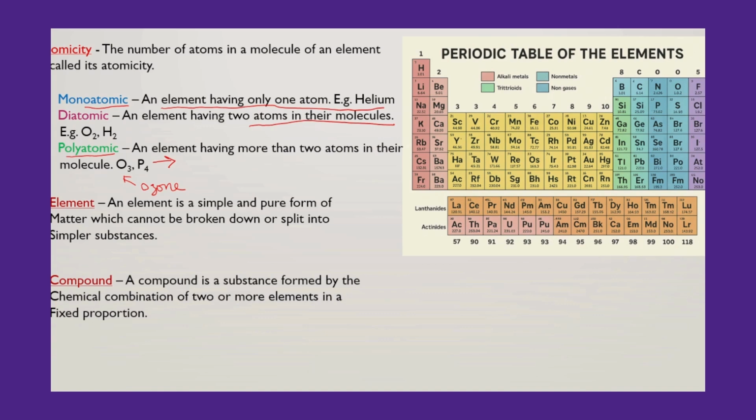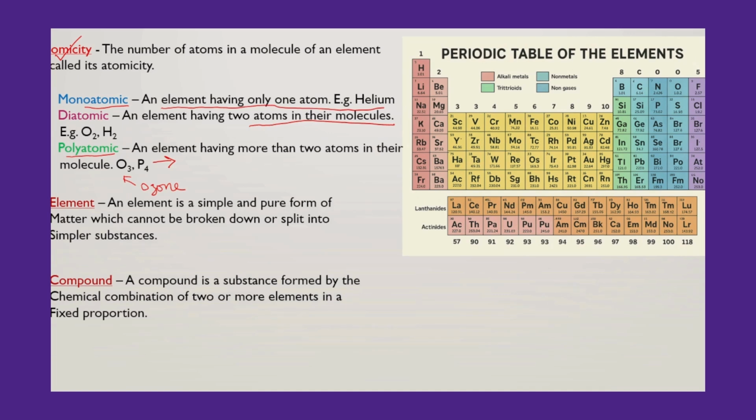And you have to study an important term. The number of atoms in a molecule of an element is called its atomicity. Here in oxygen, the number of atoms is 2, so its atomicity is 2. And in phosphorus, the number of atoms is 4. So what is the atomicity of phosphorus, or how many atoms are there in P4? 4 atoms of phosphorus. So the number of atoms in a molecule of an element is called its atomicity.